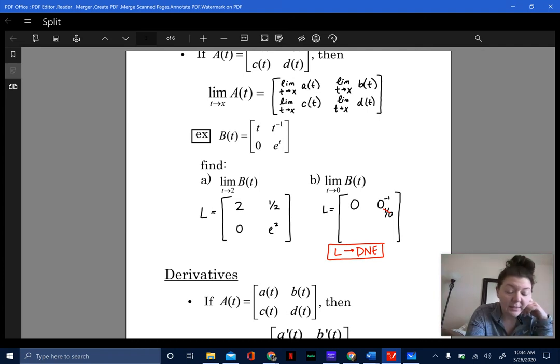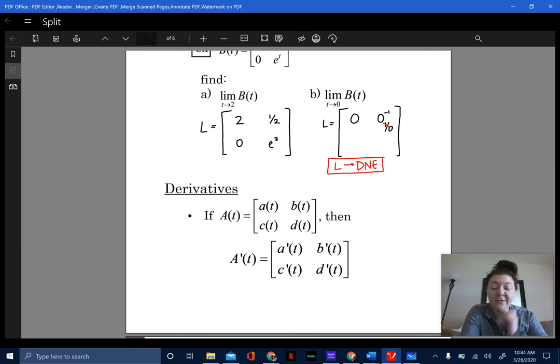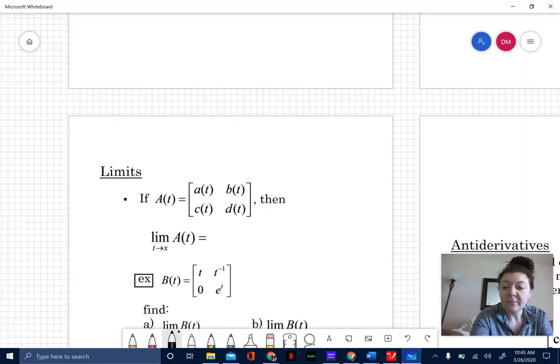All right, now derivatives function in the same way. If we have A of t, then we evaluate the derivative at each element in that matrix, okay? So that's easy enough. Finding limits, finding derivatives, you just evaluate for each individual element. So what we're going to do is I'm going to head back to my blank notes over here.